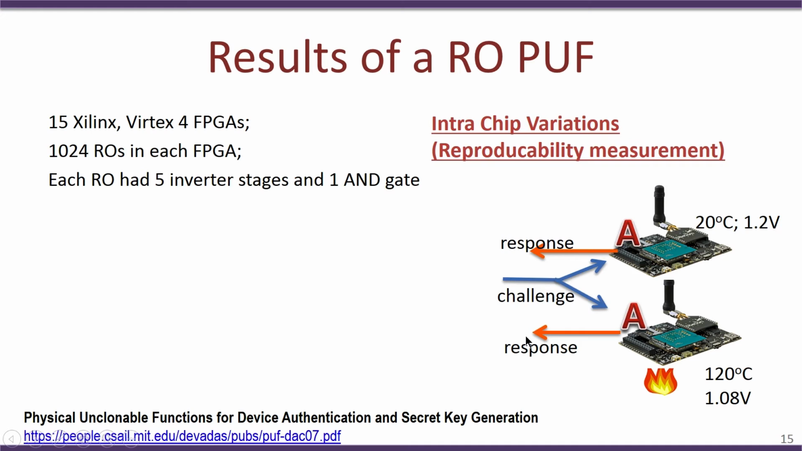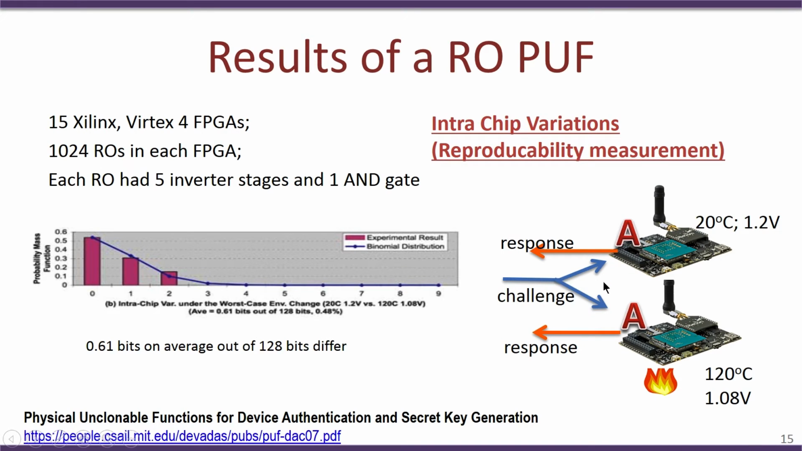We could also have different aspects, like we could send one challenge at a specific temperature, say 20 degrees, and with a voltage of 1.2 volts, and the other challenge to exactly the same device which was heated to 120 degrees and having a voltage of 1.08 volts in this particular example. So, what is expected for a good PUF is that independent of these environmental conditions like temperature, time, and input voltage, the response should be as close as possible for the same challenge.